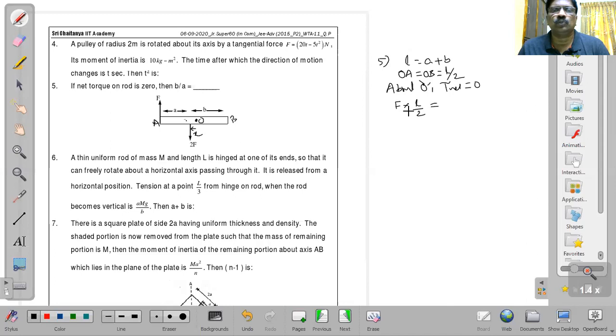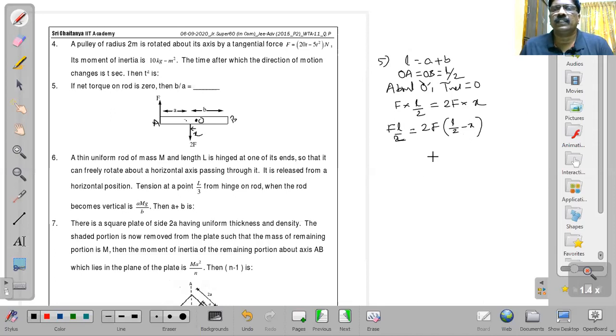It is equal to the anti-clockwise torque due to the applied force 2F, that is 2F into X. What is the X value here? That is important. A plus B is equal to length L. Therefore F into L by 2 is equal to 2F into X, where X is L by 2 minus A, because this length is equal to L by 2, and from that you subtract A, then that gives this X only.